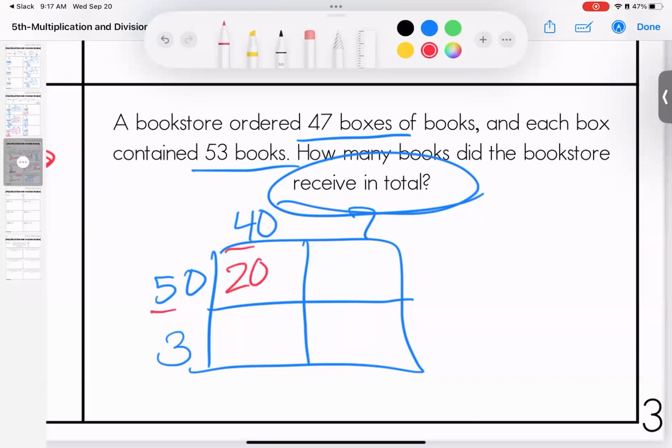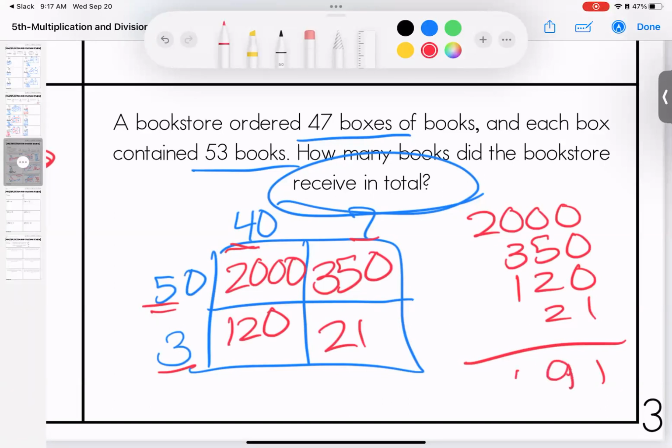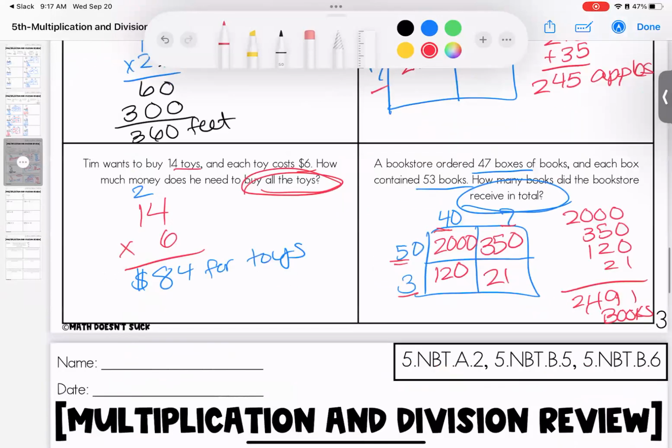5 times 4 is 20, 2 zeros. 5 times 7 is 35, 1 zero. 3 times 4 is 12 with a 0, and 3 times 7 is 21. I have to stack all of my pieces, and I end up with 1, 5, 7, 9, 4, and 2. So 2,491 books. That brings us to the end of page 3. If you have questions, please bring them with you.